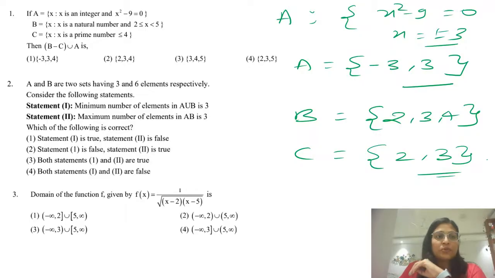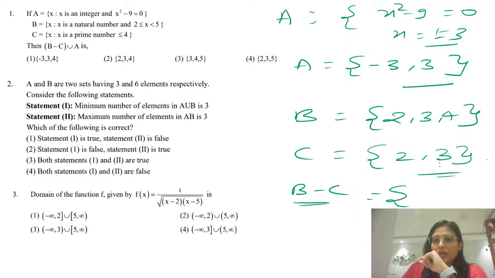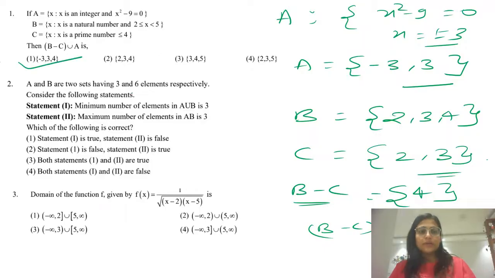Now what we have to find out here? We have to find out B minus C. What is B minus C? Discard from B, only 4 is left. And if you find B minus C union with A, all the members of A will be there, including the 4. So option A is correct: minus 3, 3 and 4.